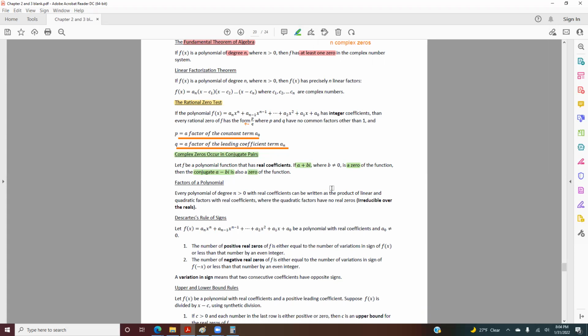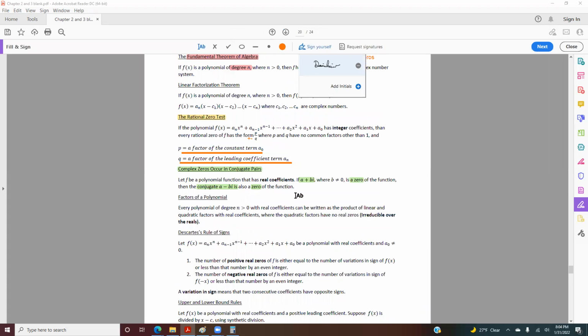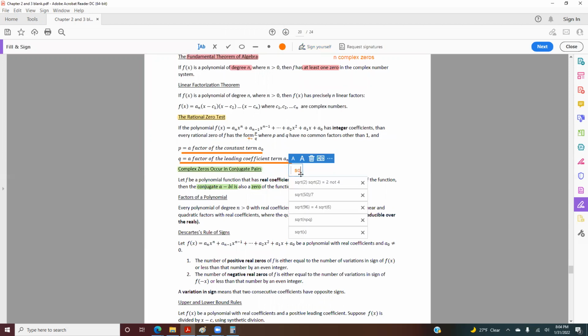So this complex conjugate pair theorem says that if you have a complex number a plus bi as a zero of this function, then automatically the conjugate of it will be a zero of it. Now this theorem does not just work for complex numbers, it also works for square roots. So what that means here is, if square root of x is a 0, then negative square root of x is also a 0.